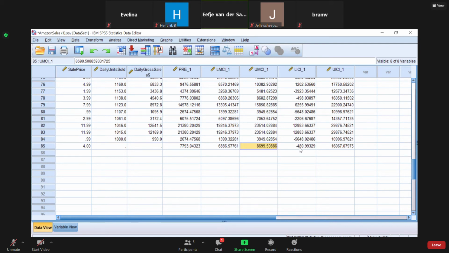But with 95% confidence, this is again L and U, so lower and upper, and this is your prediction interval. So with 95% confidence, your predicted value is between those two values. How do I know that this is my prediction interval and not my confidence interval? Because like I said, your prediction interval is always a lot bigger. And obviously you can see that this interval, which is between minus 480 and 16,000, is a lot bigger than 6,000 and 8,000, right?